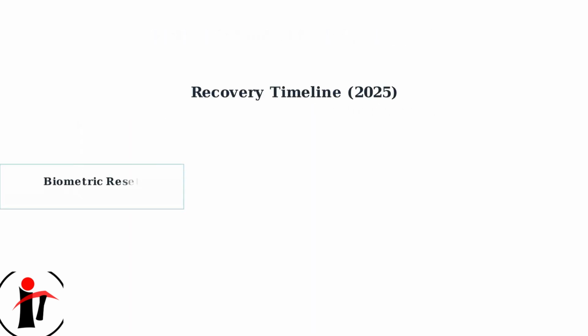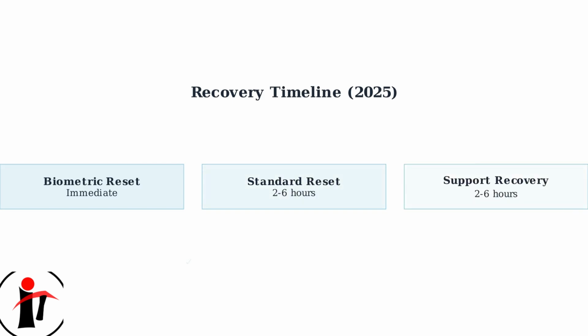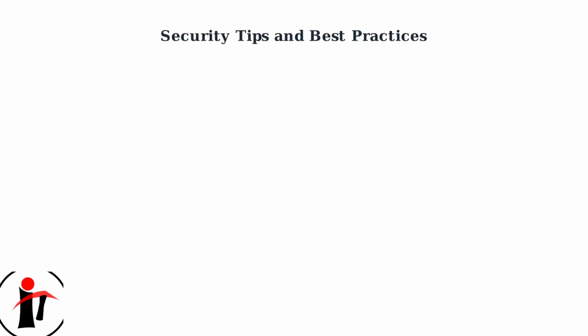Recovery times have improved significantly in 2025. Biometric resets are immediate, while standard resets and support recovery typically take 2 to 6 hours for verified accounts, with a 94.7% success rate. Protecting your Cash App account during PIN recovery requires following essential security practices. These tips will help keep your account safe from unauthorized access.